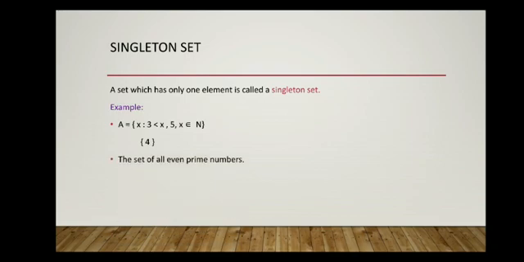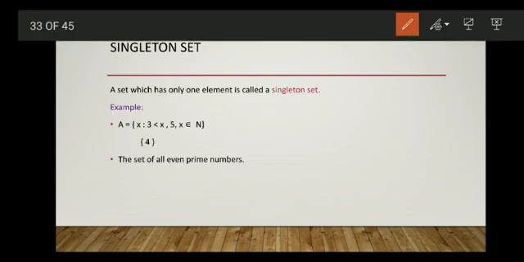See the second example, the set of all even prime numbers. 2 is the only number which is even prime, right? So the singleton set is 2. This is the only element which is an even prime number. Okay, so this is the set. This set has only one element, so it is a singleton set.